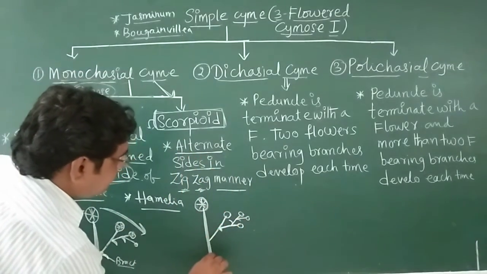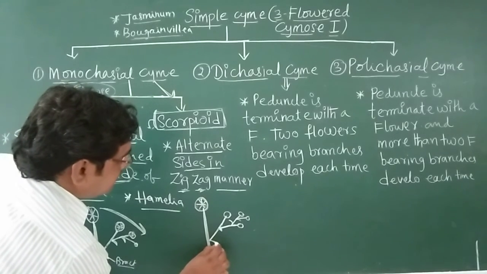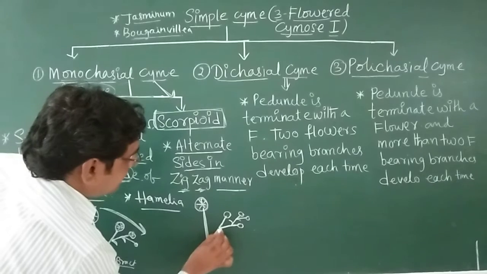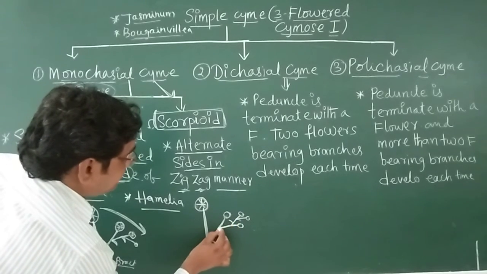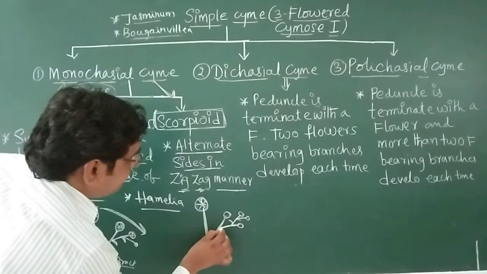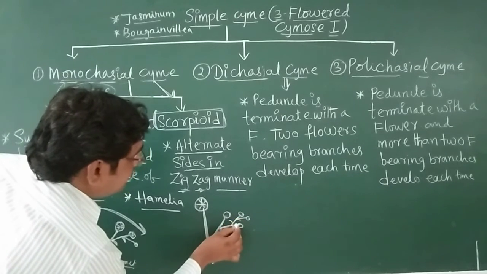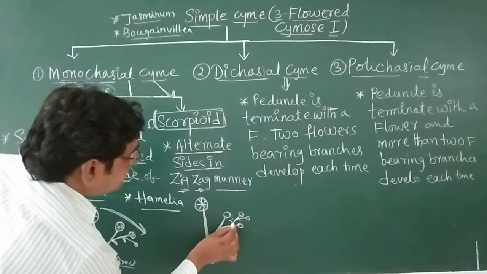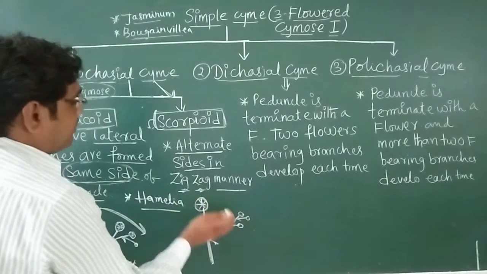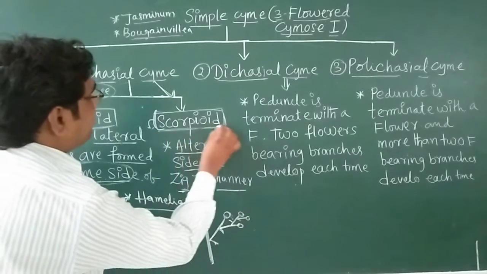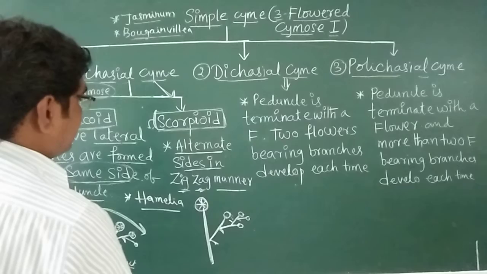This is the main axis of the peduncle. On this main axis of the peduncle, this is a bract. At the axil of the bract one flower is formed. From this flower again one bract is there. One flower is formed on this side, and again one flower is formed on the opposite side to the bract. So flowers are formed in a zigzag manner, in the scorpioid manner. Okay? So this is the scorpioid monochasial cyme.